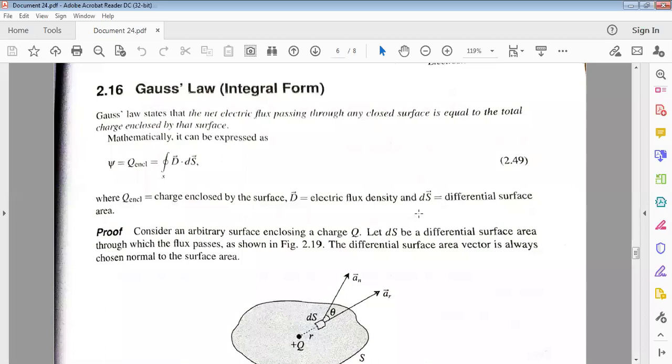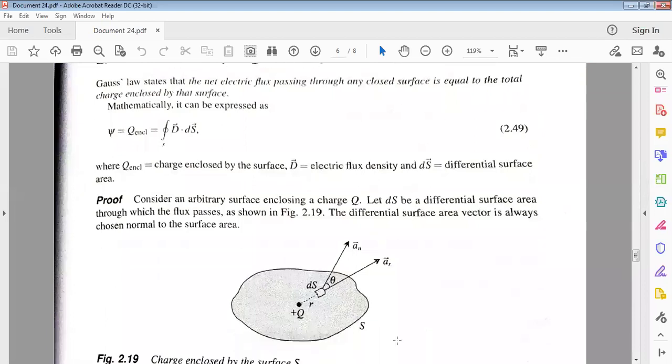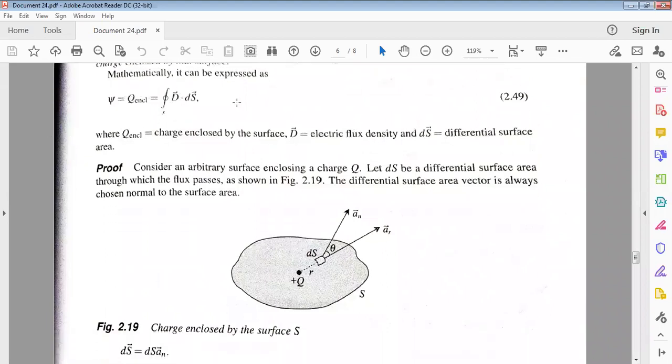Gauss law states, Gauss is the scientist's name again, that the net electric flux passing through any closed surface is equal to the total charge enclosed by that surface. Mathematically, it can be expressed as psi equal to Q enclosed, the Q enclosed of the inner surface. Remember that point, which is equivalent to the surface integral of D dot dS. This is the statement.